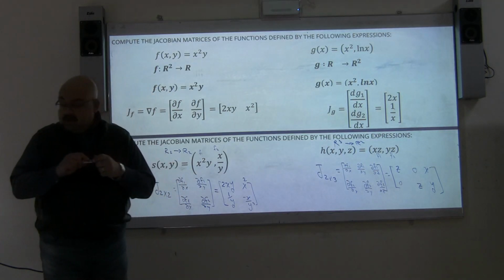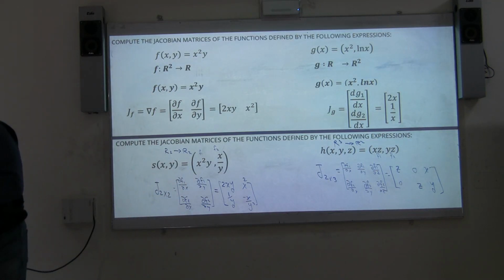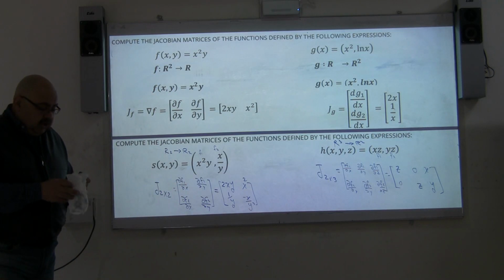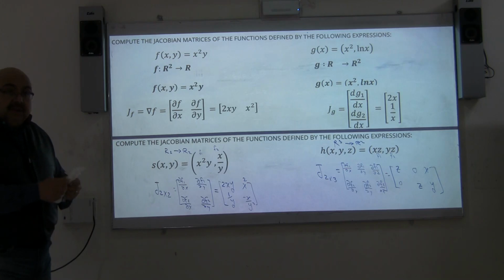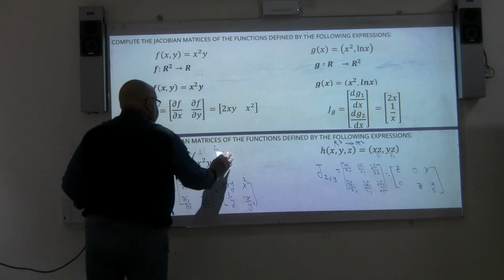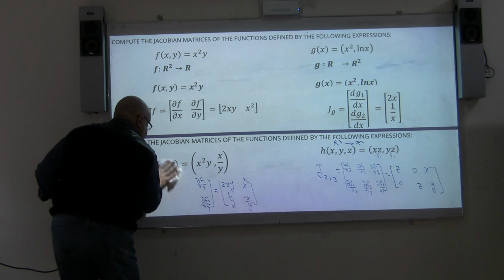It's really very simple, but it needs training. And it needs you to use your hand while trying to solve these problems. It needs training and solving plenty of problems, as you can see.